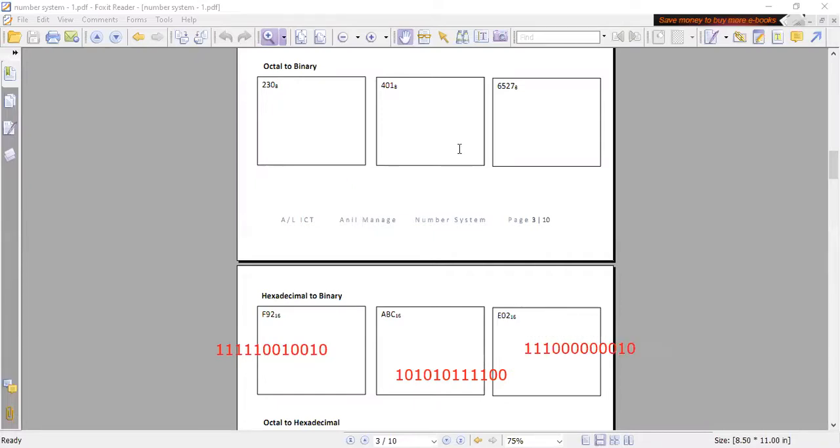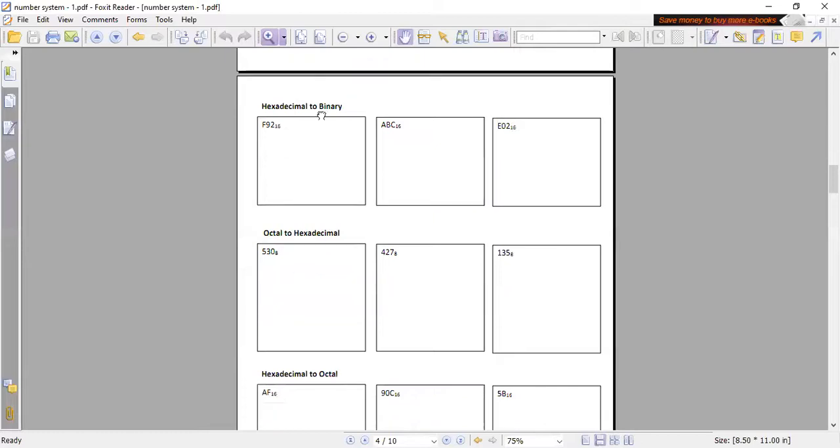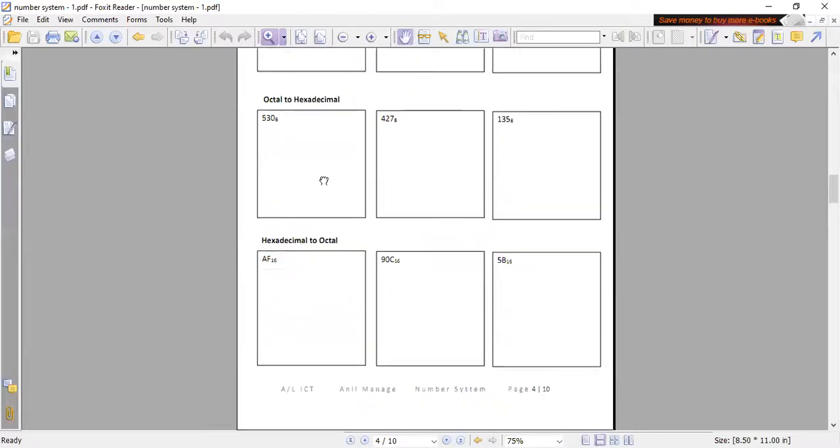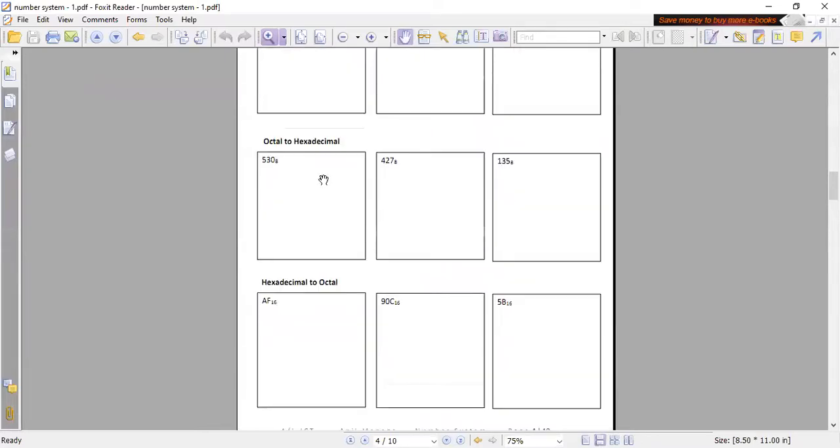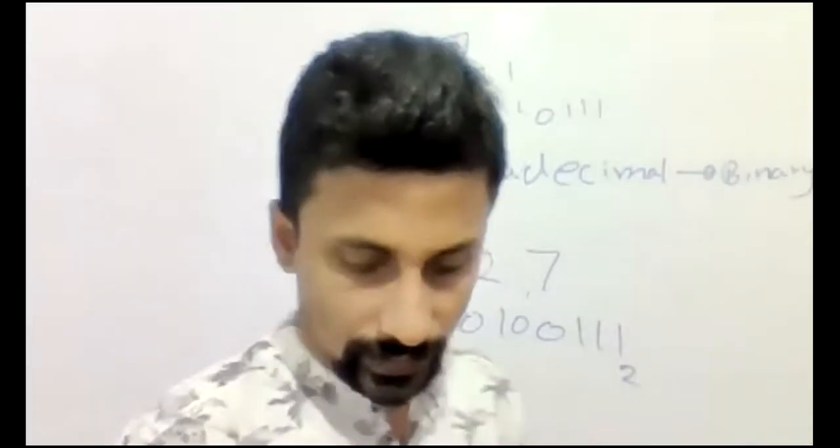We'll go to the next part. Octal to hexadecimal. Then write down the topic. Octal to hexadecimal.